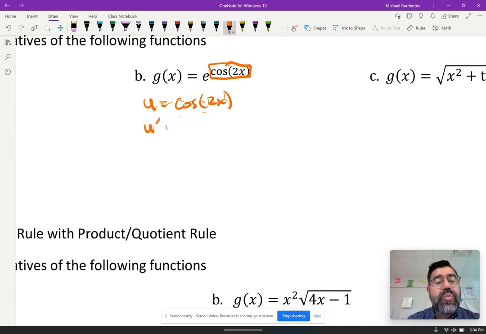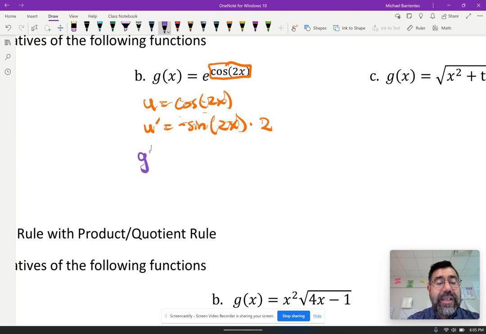So when I do u prime, or the derivative of this, I'm going to have to take the derivative of the outside with the inside still in it times the derivative of the inside. So the derivative of cosine, which is negative sine, with the inside still in it, times the derivative of the inside, the derivative of 2x, which is 2. Now notice, we haven't even taken the derivative of g of x yet. That's just the derivative of my inner function that was inside of the exponential.